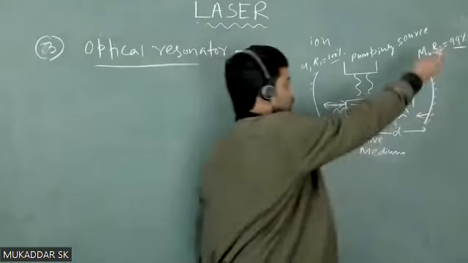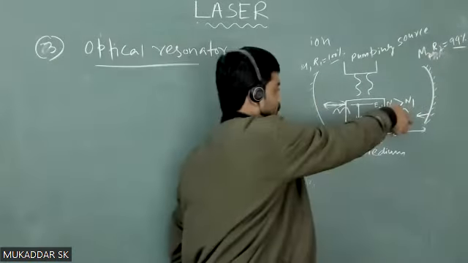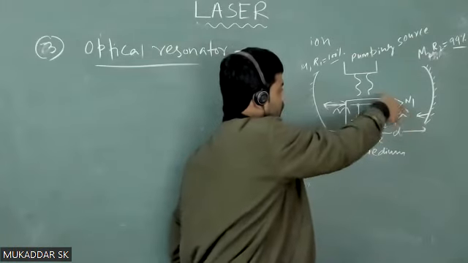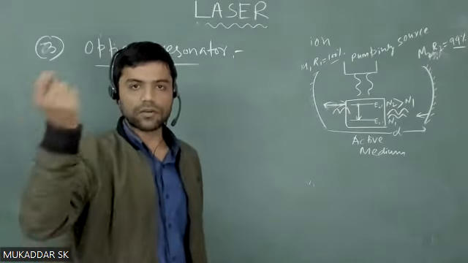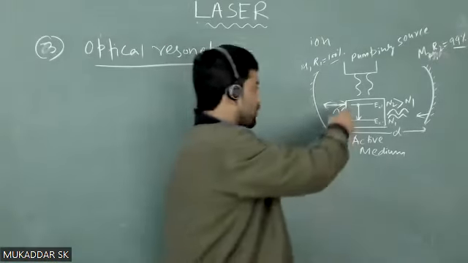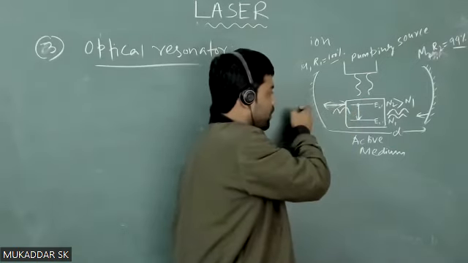Again, due to high reflectivity of this mirror, it will be reflected back. You have two photons, and it will further produce two stimulated emissions. हर एक photon के लिए एक stimulated emission होगा. As a result, you will have four photons at the output, and it will go in the backward direction.